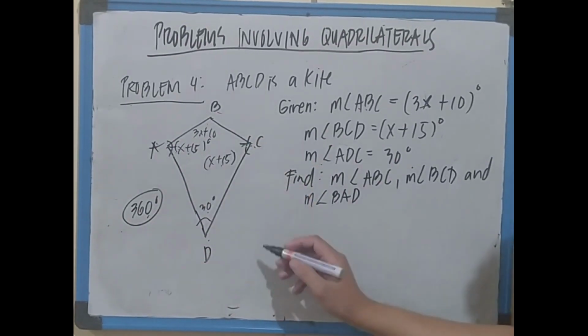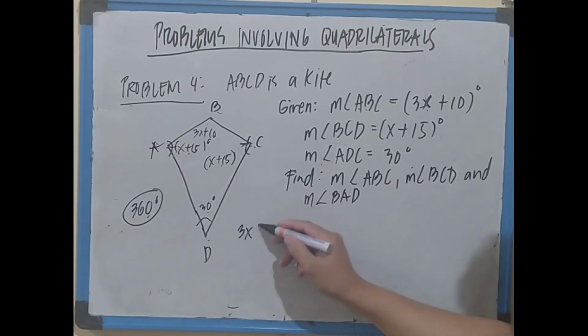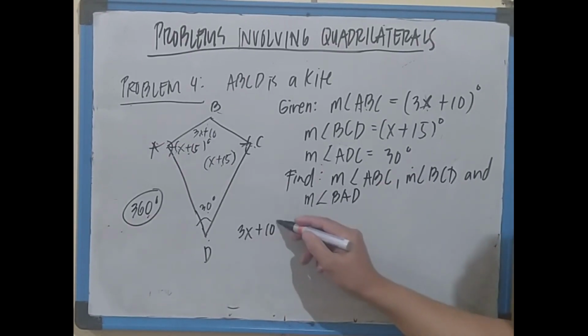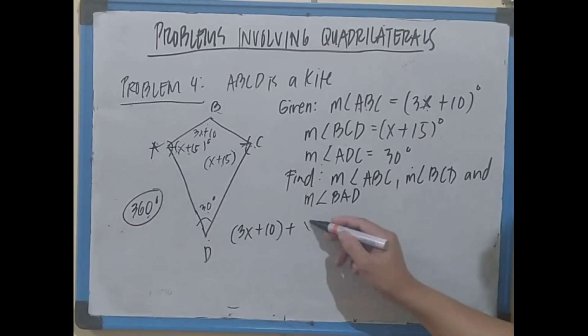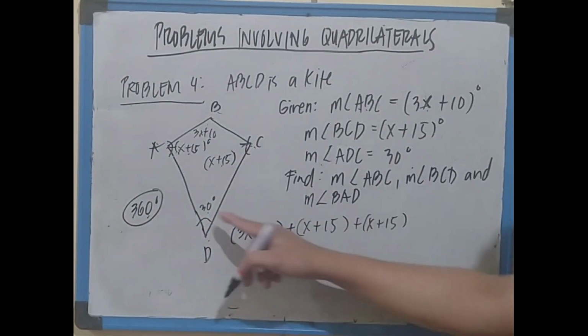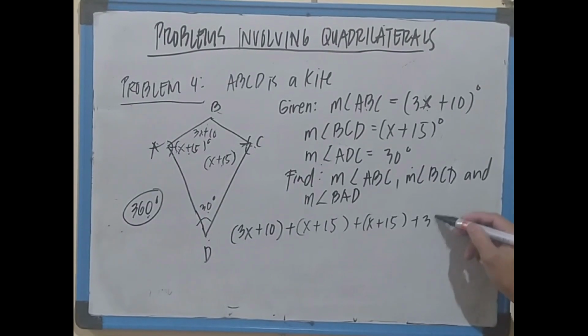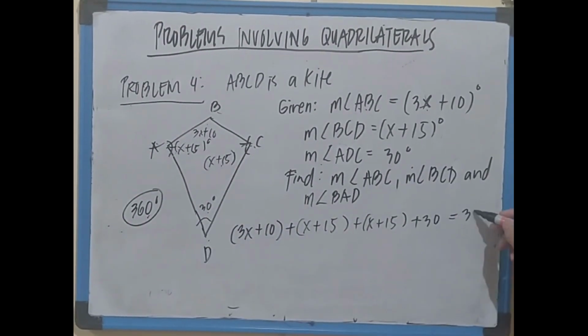Okay, so i-add lang natin. We have 3x plus 10, plus dalawang x plus 15. So we have now x plus 15 plus x plus 15 and then plus 30 degrees. That is now total of 360.